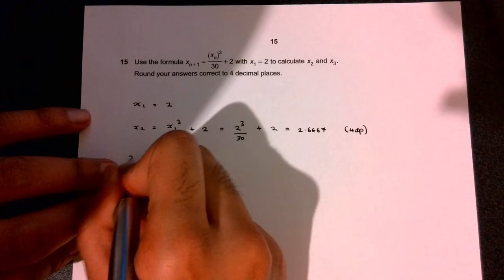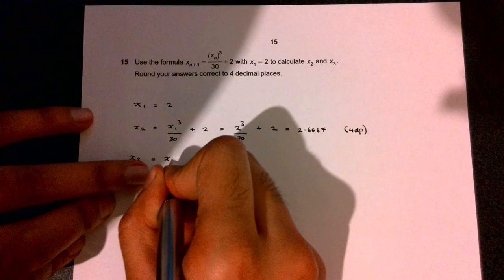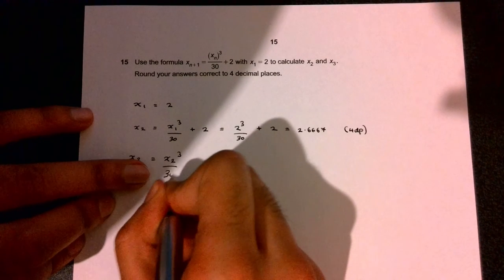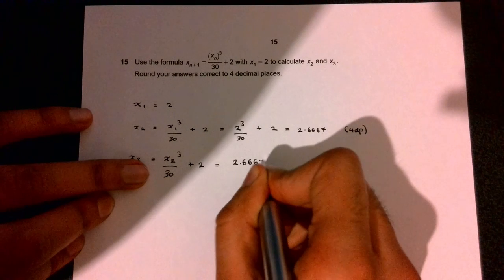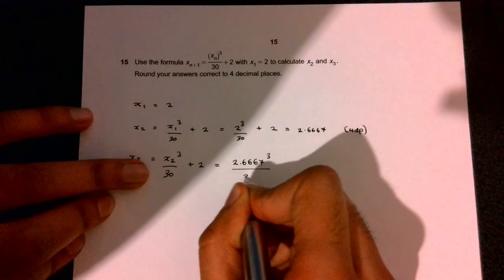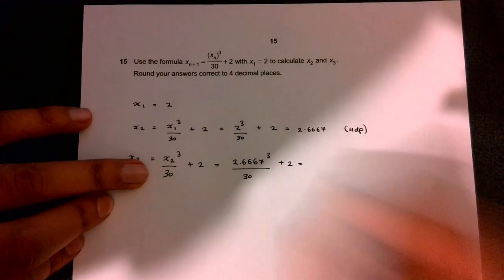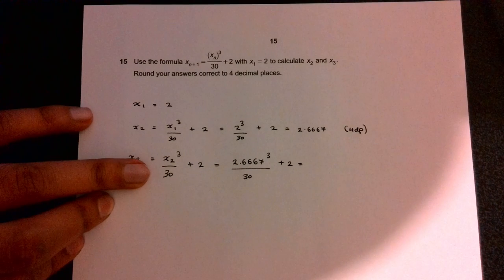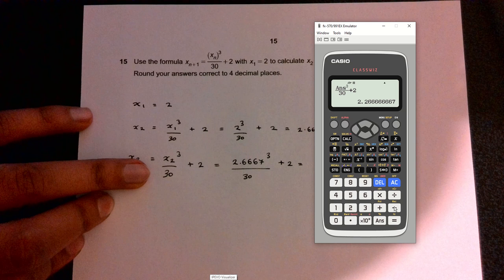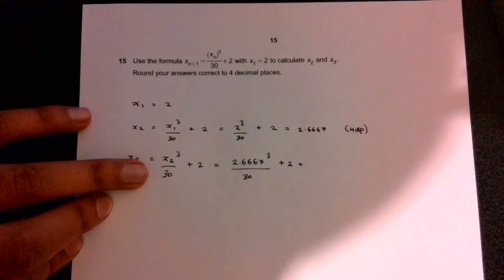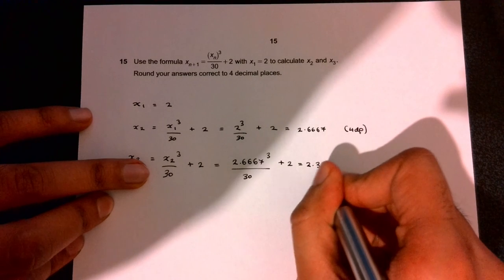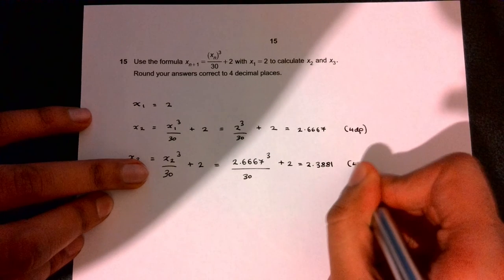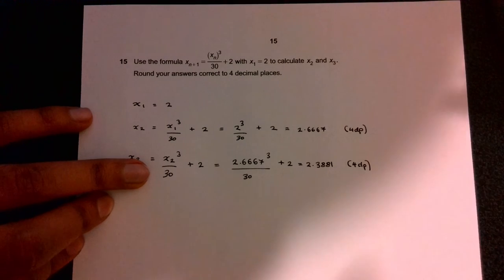and the value of x3 is equal to x2 cubed over 30 plus 2. So we have 2.66 cubed over 30 plus 2. I'm working this out. We have this value over here, which to 4 decimal places we have 2.3881. Okay.